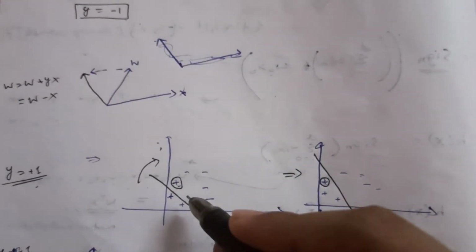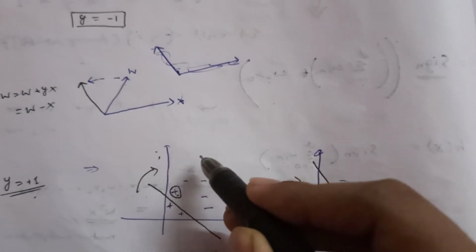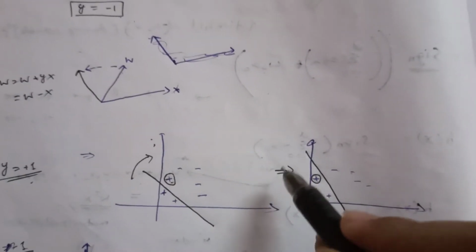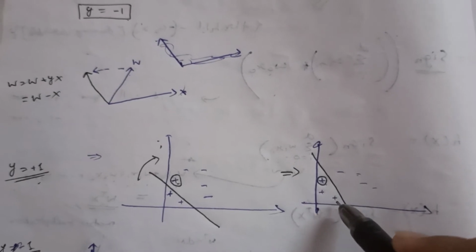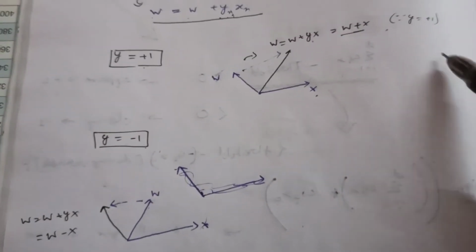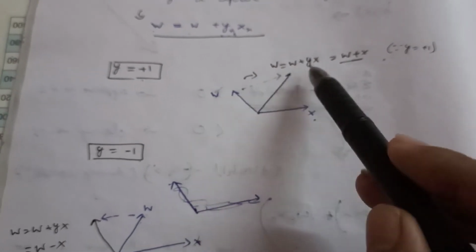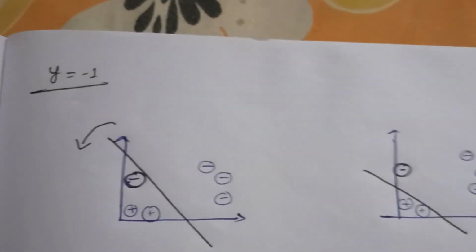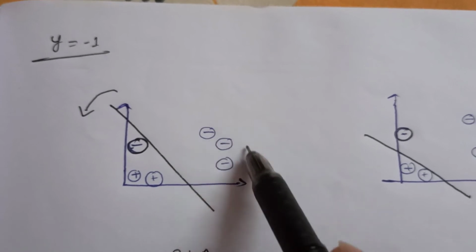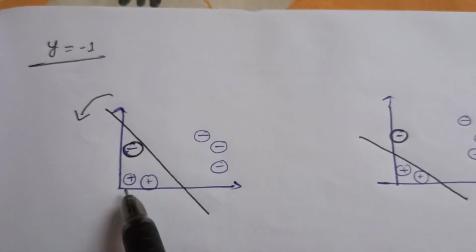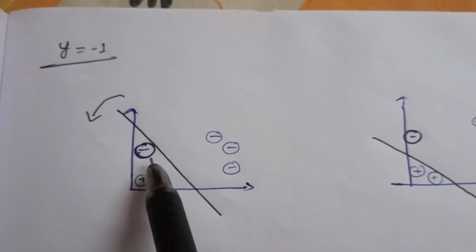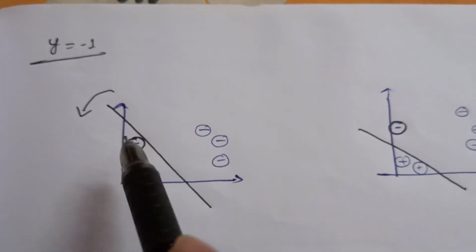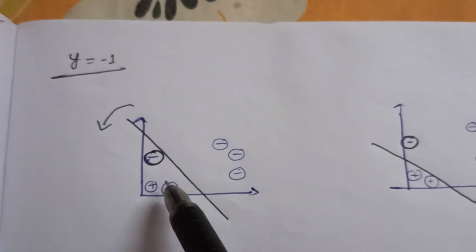So we need to rotate this line towards this side, so that this plus will be inside. Now if we rotate this line, this plus is in the plus side and the minus is on the other side. So for y equals plus 1, the rotation was done on this side. For example, y equals minus 1: every negative value is on this side, but this negative value is on the positive side. So y is minus 1 means our actual value should be negative, but our algorithm is showing it on the positive side. So we need to rotate the line towards the positive side now.